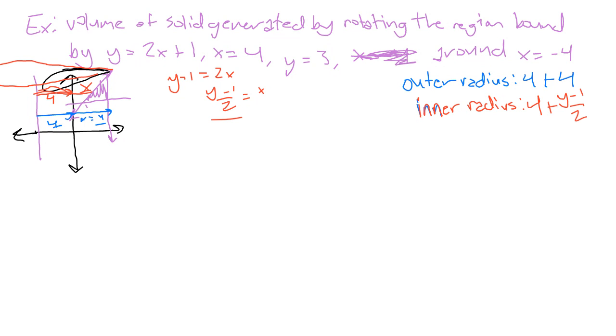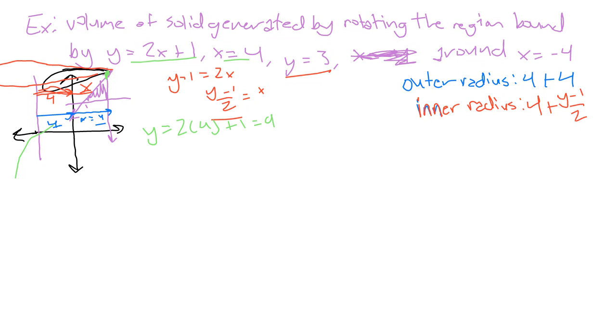So now that we have that, we can define our radii. Now it's just a quick matter of figuring out where our bounds are. Of course, we know we have y equals 3 for one bound. Now it's time to figure out our other bound. It looks like it's going to be the point where y equals 2x plus 1 and x equals 4 intersect right here. So we can just plug that in. y equals 2 times 4 plus 1 is 9.